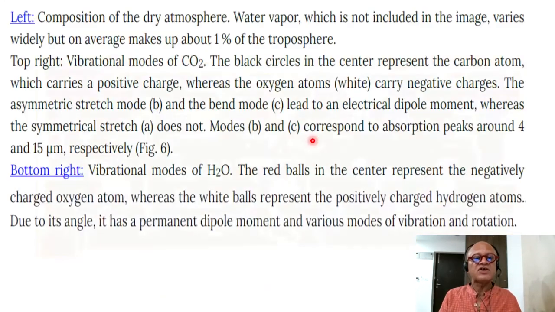Okay, so this figure is basically showing a composition of the dry atmosphere. Water vapor, which is not included in this image, varies widely, but on average makes up about 1% of the troposphere. Why? Remember the Clausius-Clapeyron we saw before? As temperature increases, the atmosphere's ability to hold water vapor increases, which means when you go to higher latitudes, in the polar latitudes, the atmosphere is very cold, so it hardly holds any moisture. Tropics are warm, so there is a lot of moisture in it.